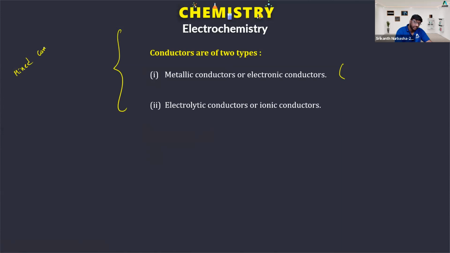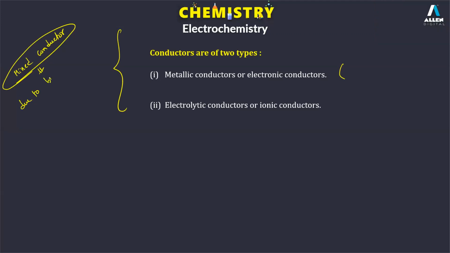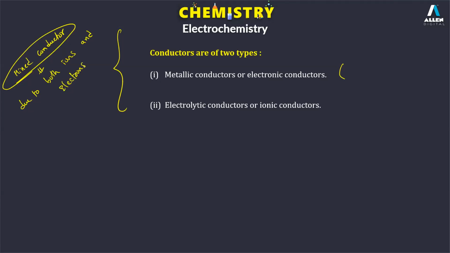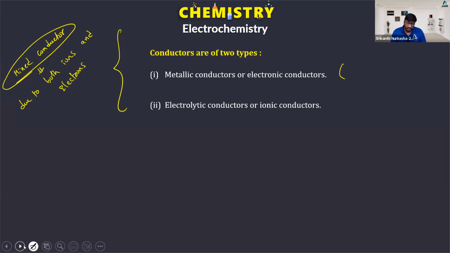Mixed conductor means the conduction is due to both ions and electrons. For metallic conductors you can take an iron rod or aluminium. For electrolytic conductors, you can take NaCl aqueous solution. And for a mixed conductor, you can take the example of sodium in liquid ammonia.